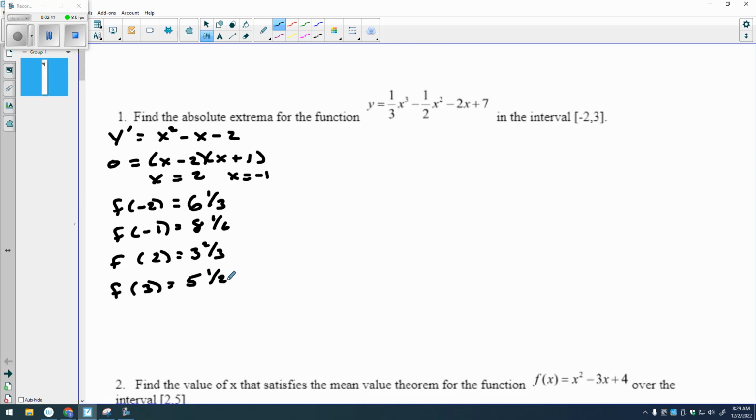So when I plug those into the calculator, that's what I got. And my largest, obviously, is my max, and my smallest is my min. You can see my answers on the answer key, how I wrote that out. So this is my absolute max, and this is my absolute min. All right, number 2.